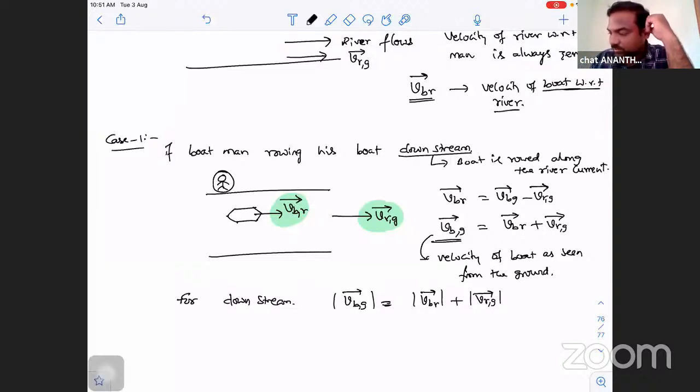Velocity of boat with respect to river means velocity of boat minus velocity of river. We are just using the relative velocity concept. So velocity of boat as seen from the ground is equal to velocity of boat with respect to river plus velocity of river with respect to ground.